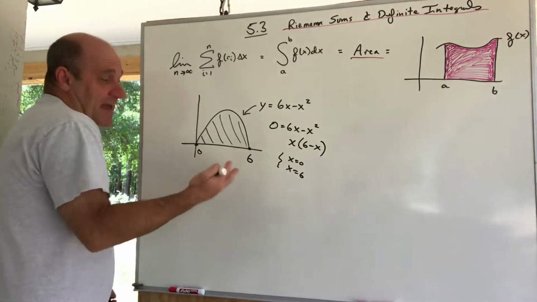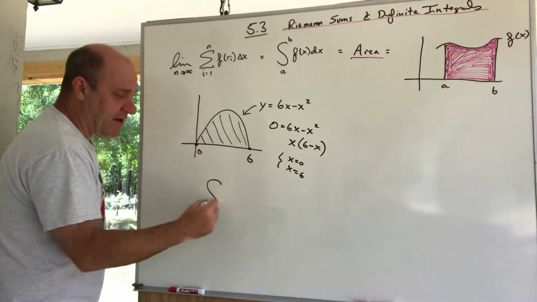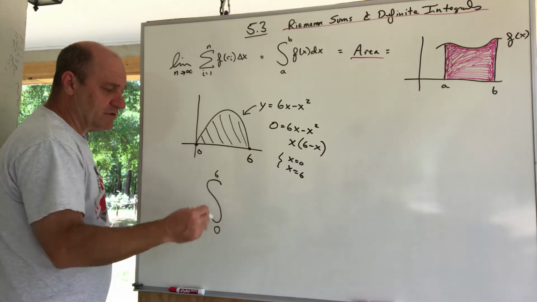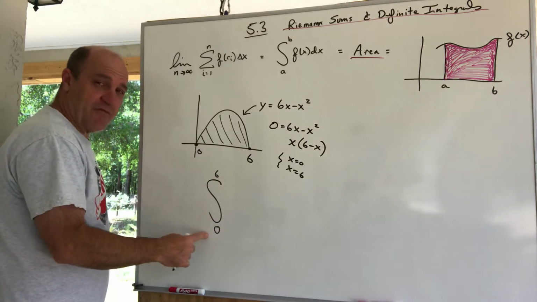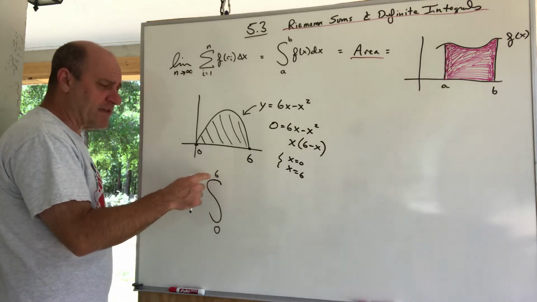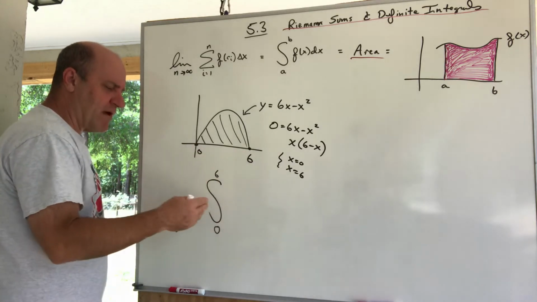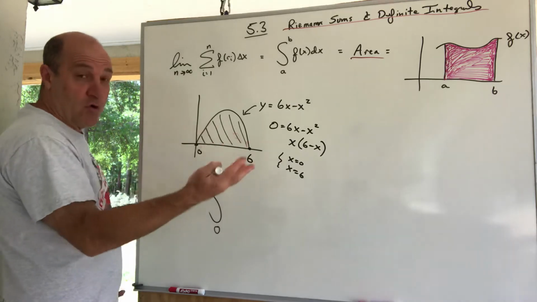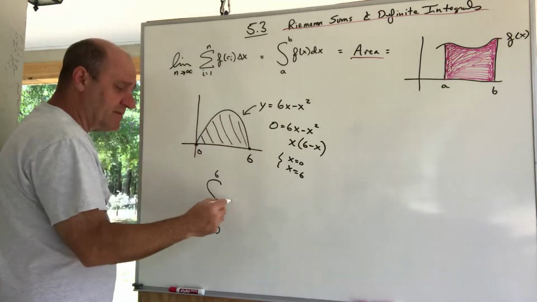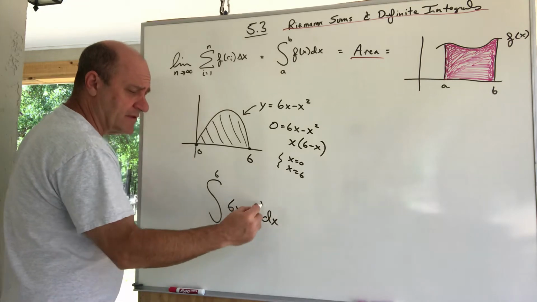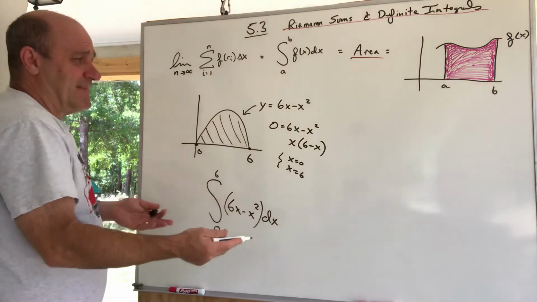Now I can set up an integral to find this area. It would be a definite integral from 0 to 6. That's how you talk: there's a left bound and a right bound of integration. These are called the bounds of integration, from 0 to 6. And what are we integrating? We're integrating this function. The function that's in the picture is what you're integrating. So yeah, that was easy.